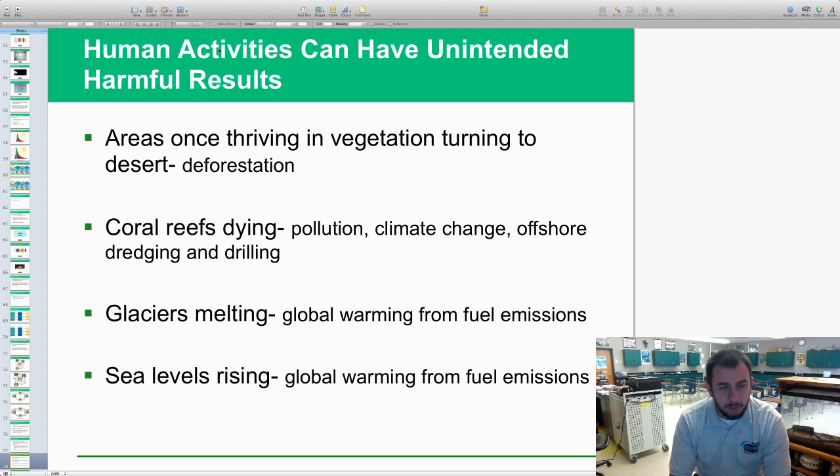Those are just a few of the different human activities that can have unintended harmful results from a bunch of things combining, like global warming, fossil fuel emissions, pollution, and climate change, causing coral reefs to die. So those are all more examples of negative synergistic reactions.